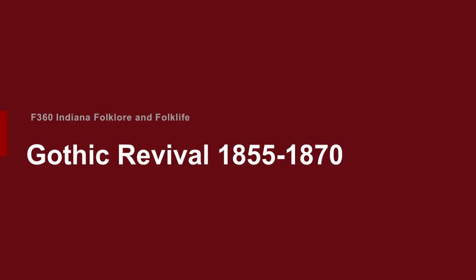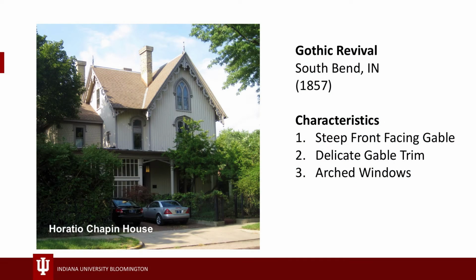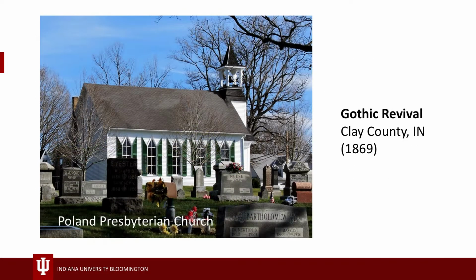I'll briefly talk about the next three high-style architectures and discuss the folk derivatives of it. First, Gothic Revival, which gained currency in the mid-1850s and continued through the 1870s. You can recognize it because there's a steep front-facing gable, delicate gable trim that's often made out of wood, and the windows are usually arched. All of this works to give an upward feel to the structure, which may be why it was a popular style for churches in the 19th century, such as the Poland Presbyterian Church in Clay County. The pointy windows and shutters combined with the steep roofline all point heavenward.